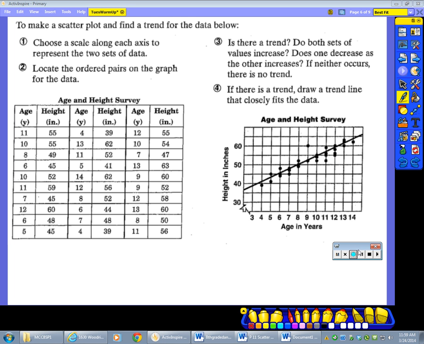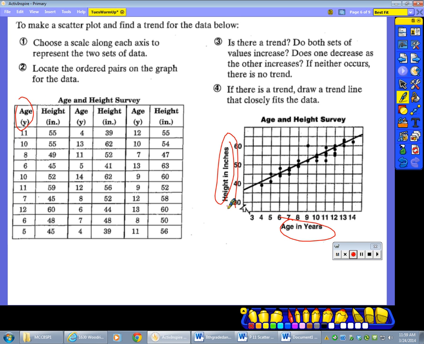Okay, so here we are, to make a scatter plot and find a trend for the data. We're going to choose a scale along each axis to represent the two sets of data. The two sets of data that we have are age in years and the height.